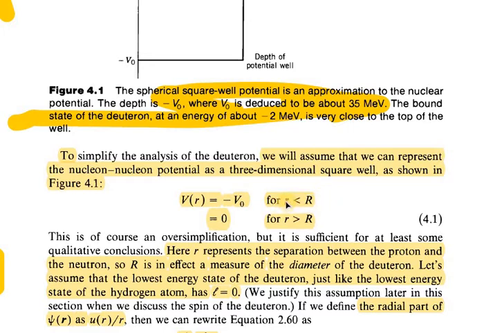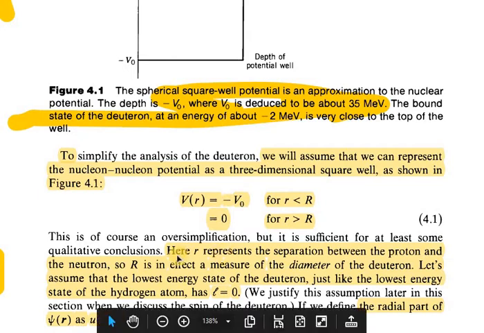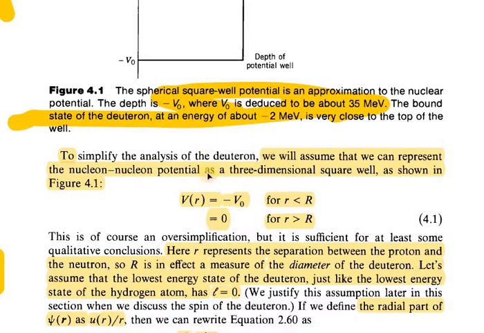and here small letter r represents the separation between proton and the neutron, and the potential energy V of r is 0 for r greater than R. The small r represents the separation between the proton and neutron. So R is in effect a measure of the diameter of the neutron. So for example, we are assuming that capital letter R is the size of the neutron.